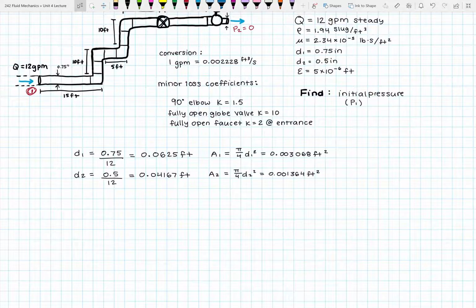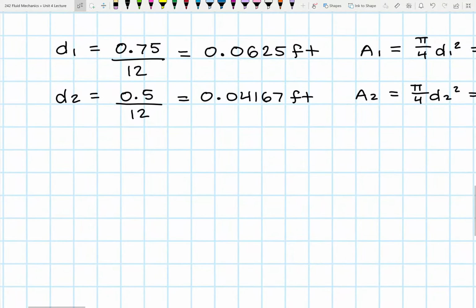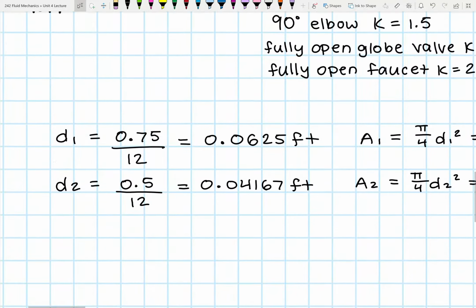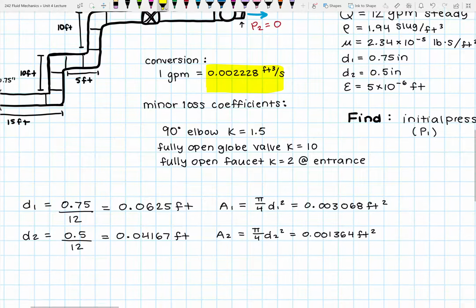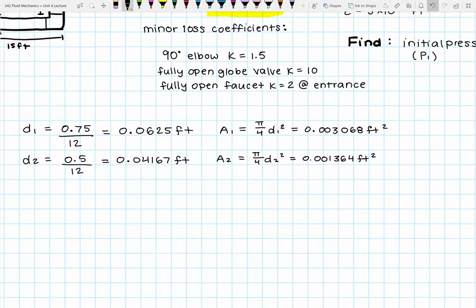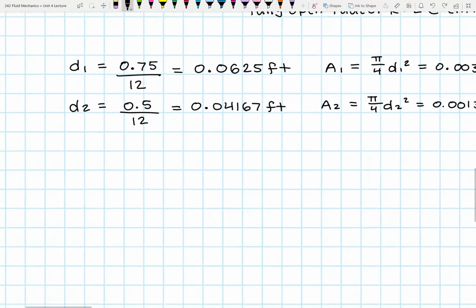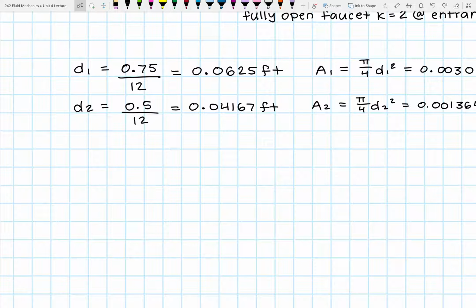Alright, so now that we have those, like I mentioned earlier, that volume flow rate being in gallons per minute, we don't want to deal with that. So let's address that now. So we have 12 gallons per minute, and you'll see up here that we are given this conversion that 1 gallon per minute is this number of feet cubed per second. So using that conversion, we can go ahead and convert this into feet cubed per second, which is a much more friendly unit for this problem.